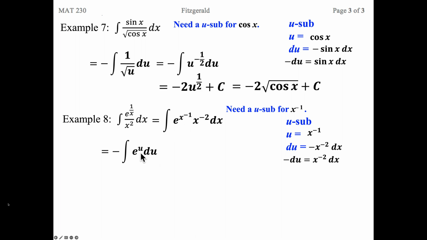and we know when you integrate e to the u, we found out that's just e to the u. We'll multiply our negative to it, plus the c, and now grab that x to the negative 1, put it back in for u, or change that back to e to the 1 over x.